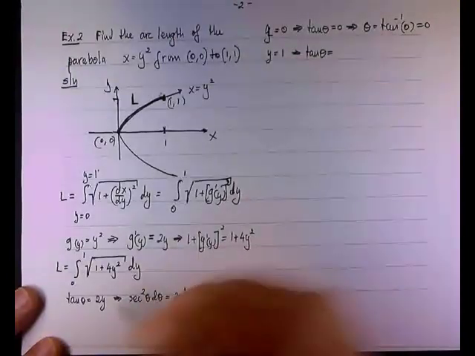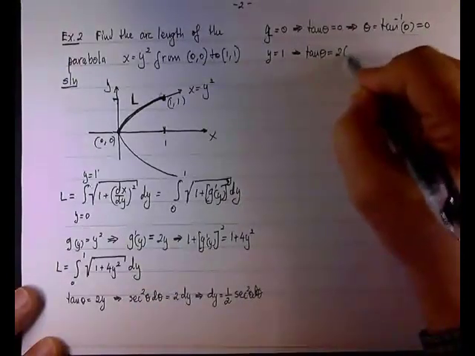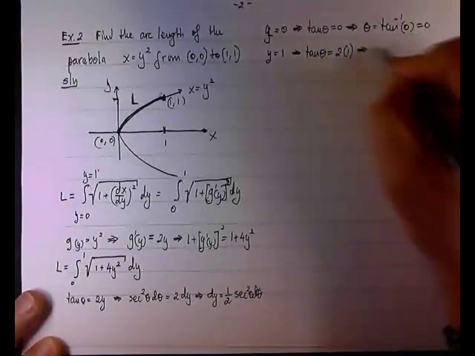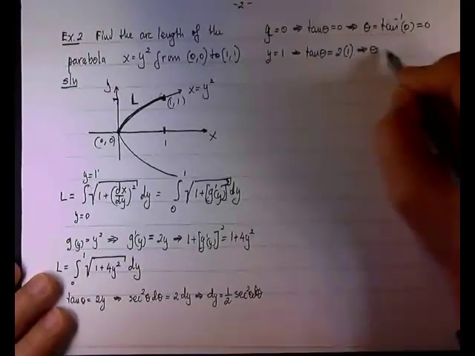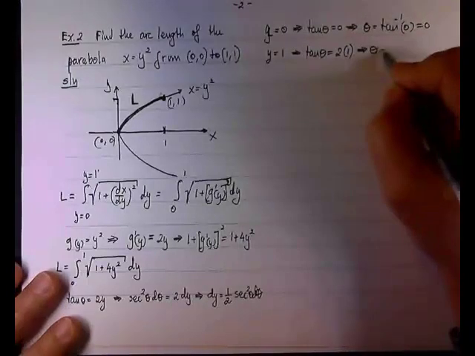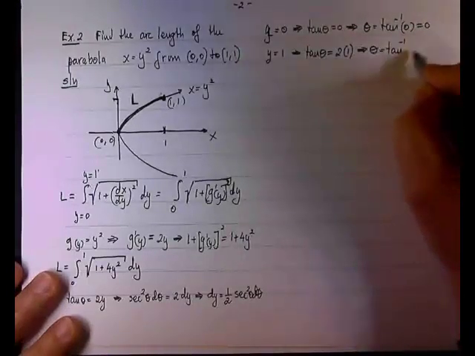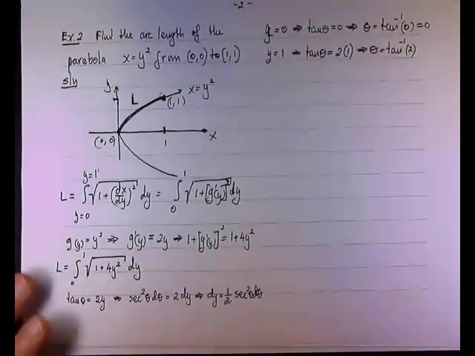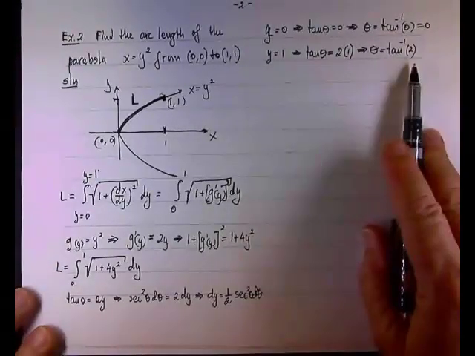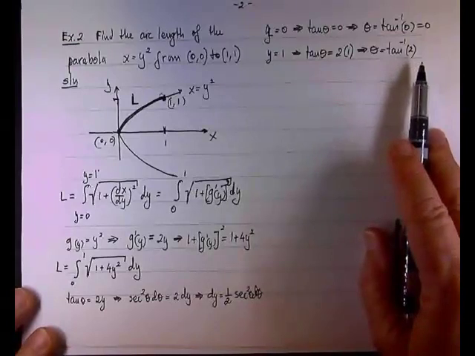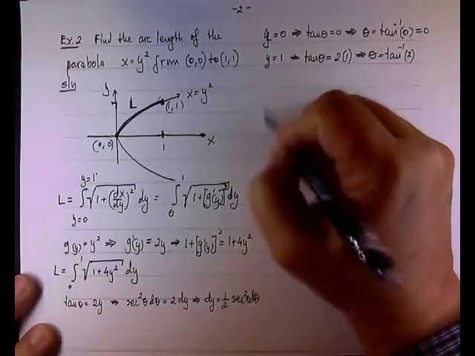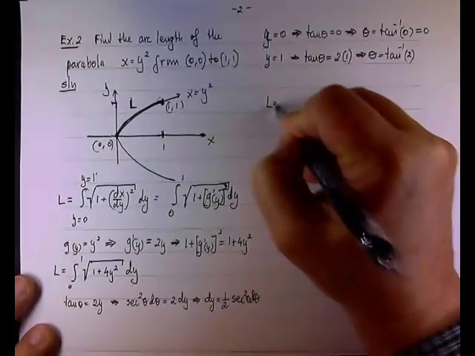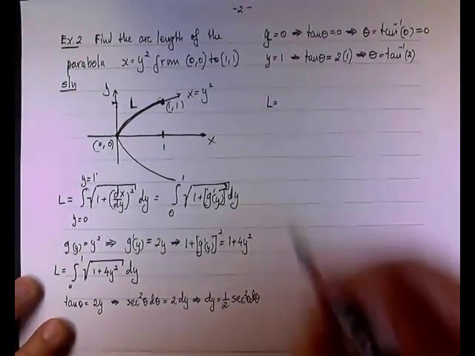So that's not an issue. A bigger issue is what happens when y equals 1. The tangent theta equals 2y, so it would be 2 times 1, right? So theta, in this case, the upper bound, will be the inverse tangent of 2. Now, this is not a special angle, so we cannot come up with a nice expression. It's just a number, and I'll leave it at that.